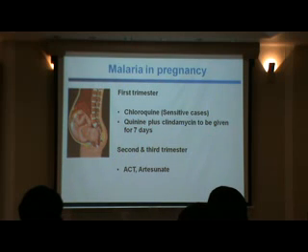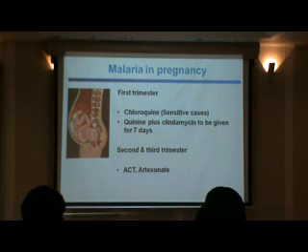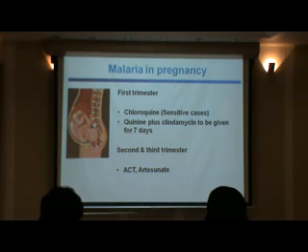The drug of choice for malaria in pregnancy is quinine plus clindamycin, to be given for 7 days, and during the second and third trimester, apart from quinine, artemisinin combination therapy can be used.